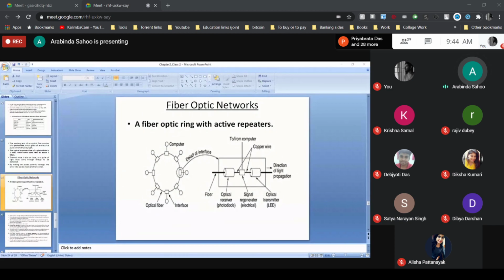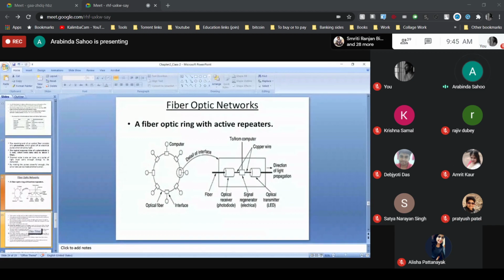Whether you are drawing this diagram or not? Hello. Whether you are listening or not? Sir, listening. So whether the diagram is complete? Yes, sir. Done.